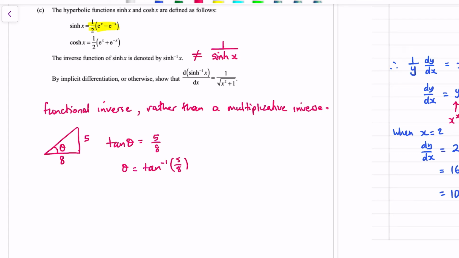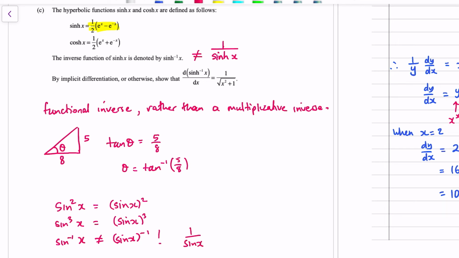But this can be misleading, because if I write sine squared of x, I actually mean sine of x all squared. And if I say sine cubed of x, I actually mean sine of x all cubed. But when I say sine to the negative 1 of x, I don't mean sine x to the minus 1. What if I wanted 1 over sine of x? Well, of course we know that 1 over sine of x is the reciprocal of sine of x, which is cosec. It's got its own name. And the inverse sine function is arc sine, but this one here is the inverse hyperbolic function.